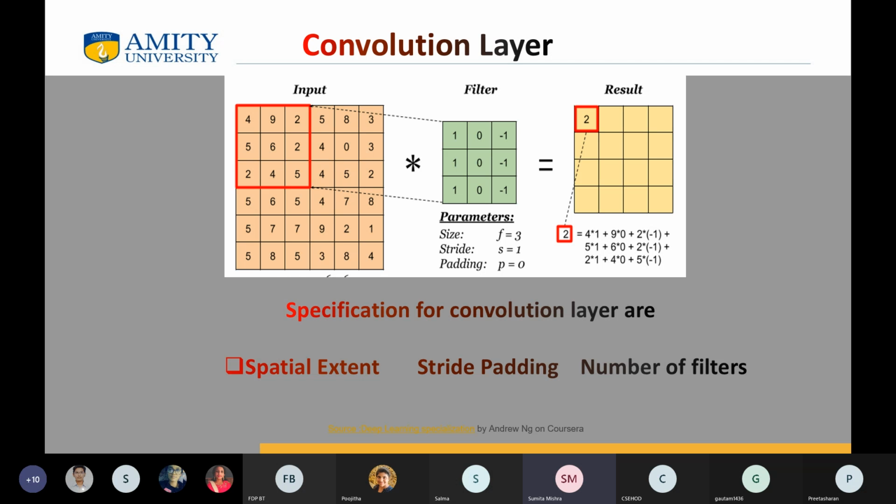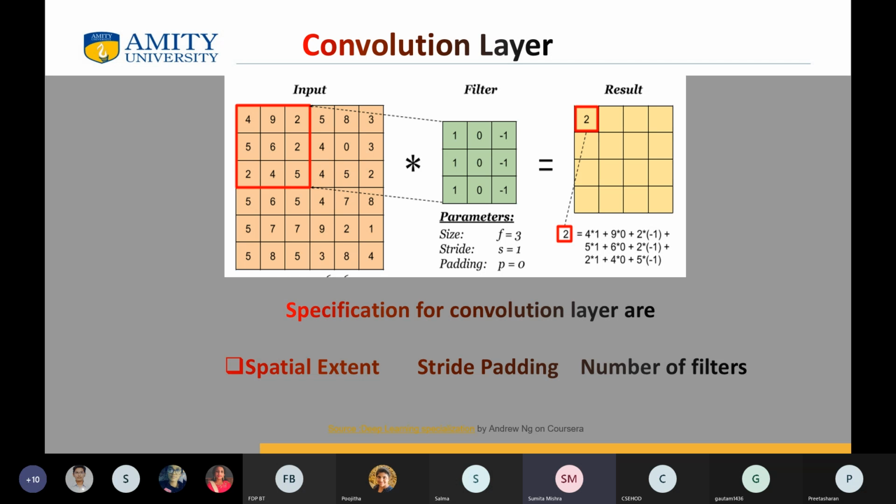input. So when you put this filter onto this input image, you multiply this 1 with 4, you multiply this 0 with 9 and so on. You add all these things, then you will get the result 2 here. Okay. So this is the convolution operation which is being done in convolutional neural networks.